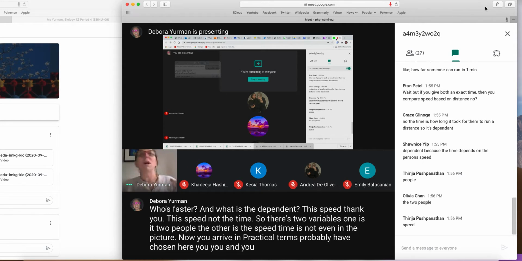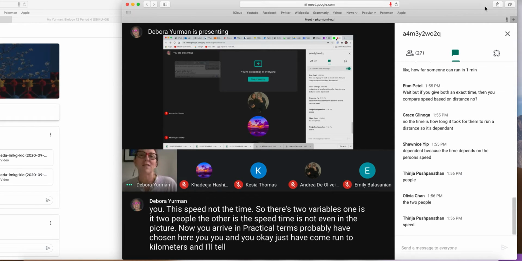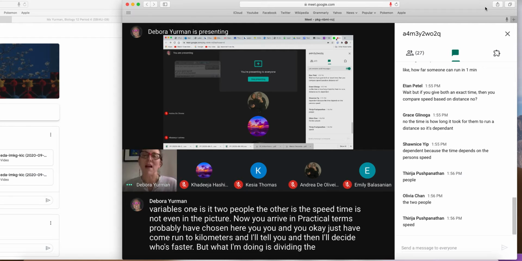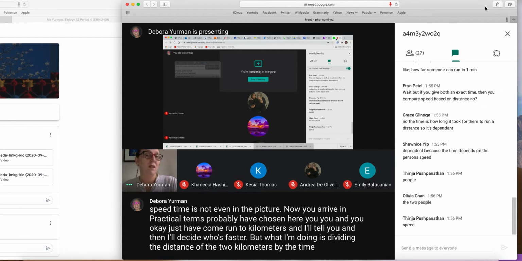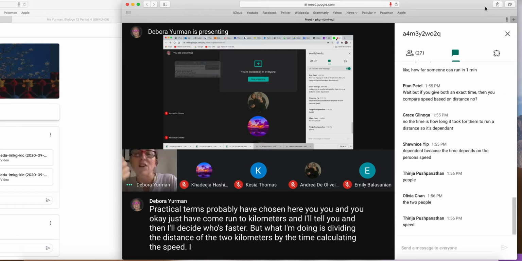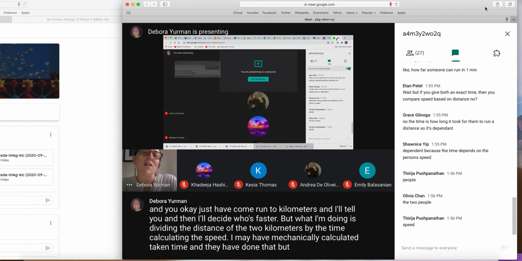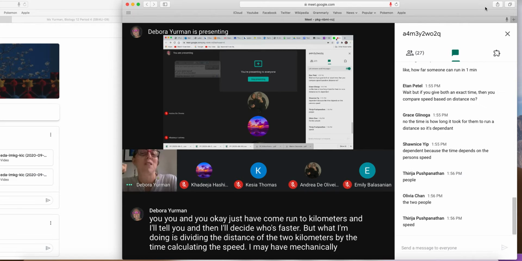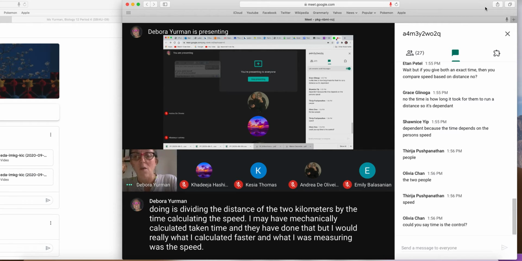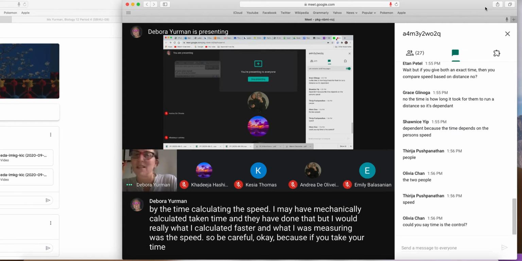Okay, Joseph, come, run 2 kilometers and I'll time you. And then I'll decide who's faster. But what I'm doing is dividing the distance of the 2 kilometers by the time, calculating the speed. I may have mechanically taken time. I may have done that, but what I calculated was the speed, and what I was measuring was the speed. So be careful, okay? Because if you take your time in that question, time is not even a variable in the experiment.